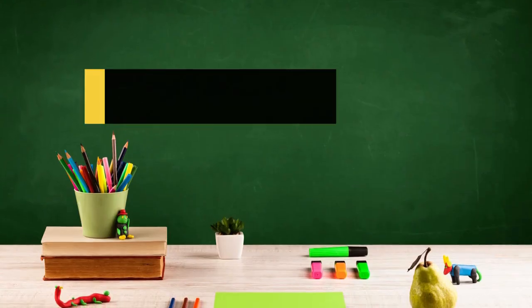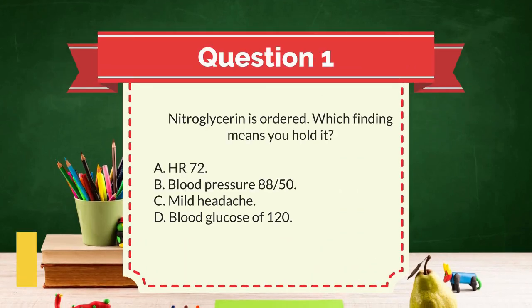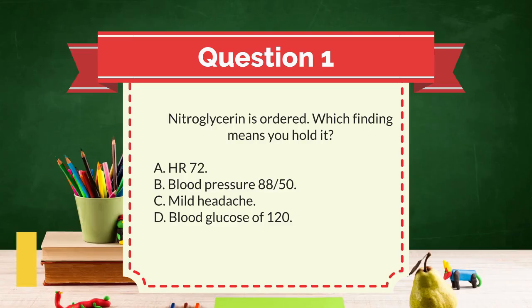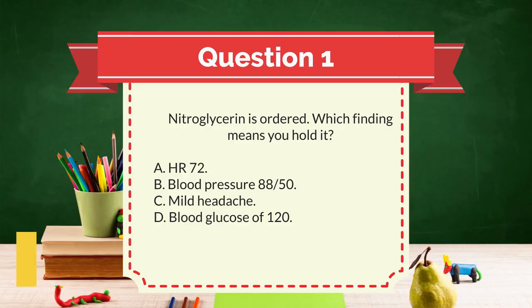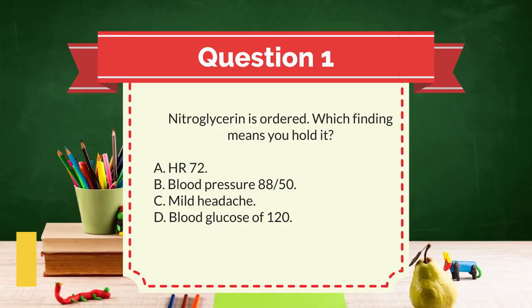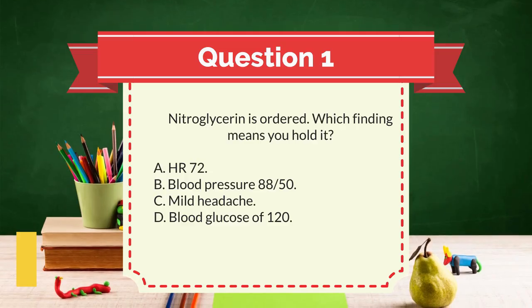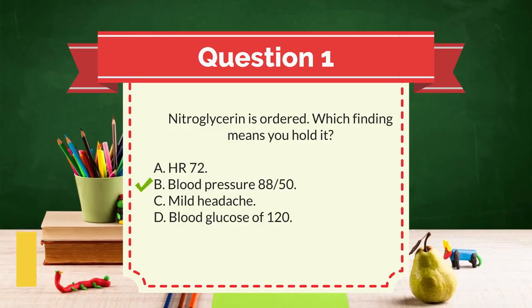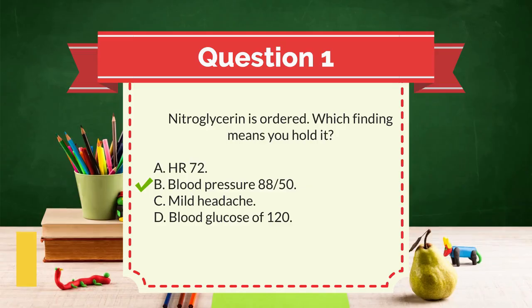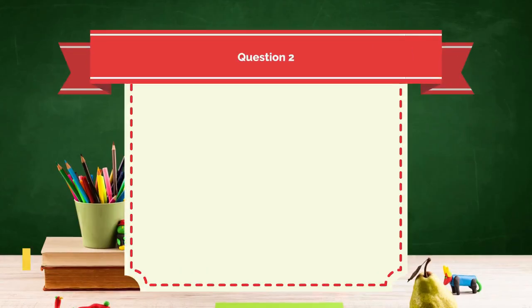NCLEX practice questions. Question 1. Nitroglycerin is ordered. Which finding means you hold it? A, heart rate 72. B, blood pressure 88/50. C, mild headache. D, blood glucose 120. Answer, B, systolic below 90 is too low. If you miss this, imagine giving nitroglycerin to that patient. What would happen?